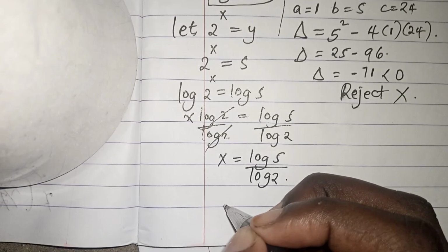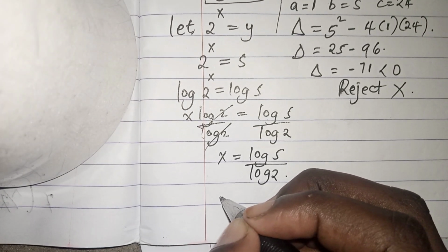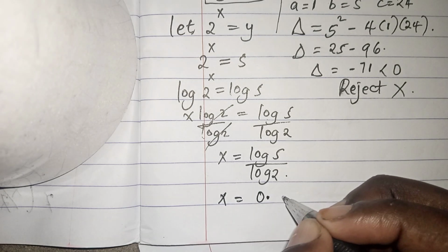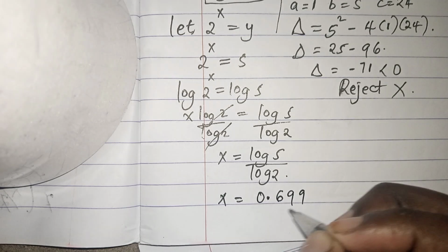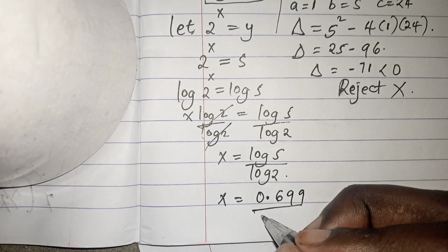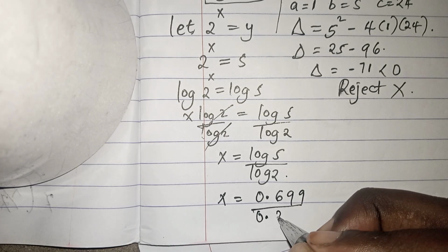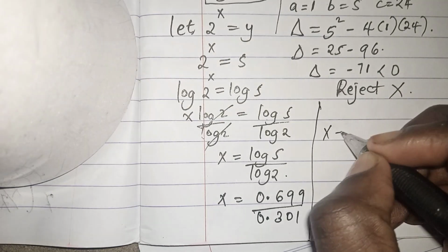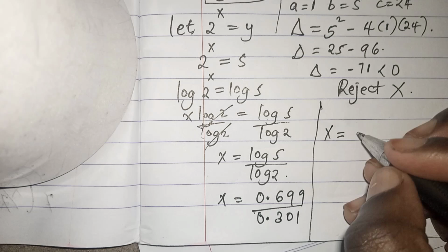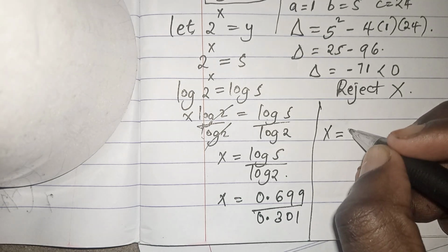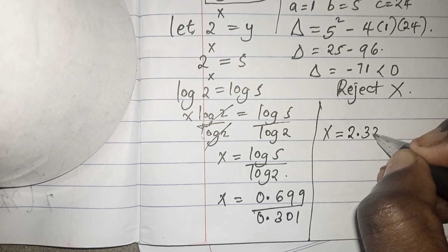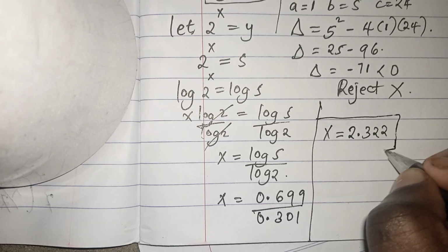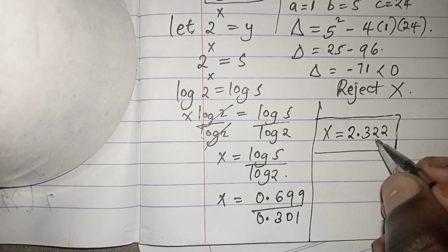So using our calculator, x is equals to log 5. This gives us 0.699 over log 2 gives us 0.301. So x is equals to, if you solve this using your calculator, x is equals to 2.322, and this is the value of x. X is equals to 2.322.